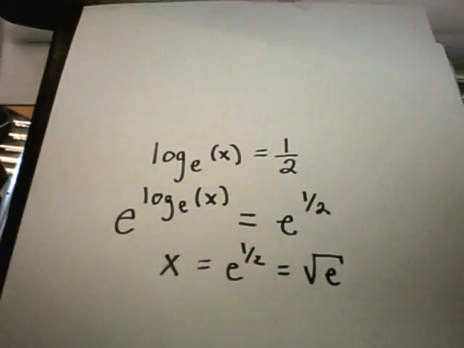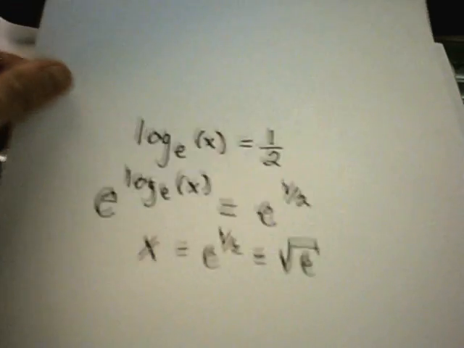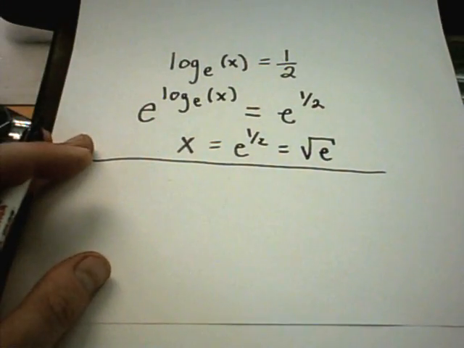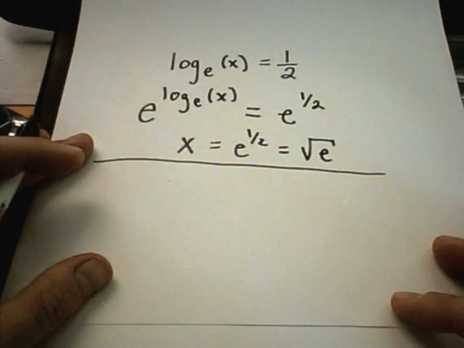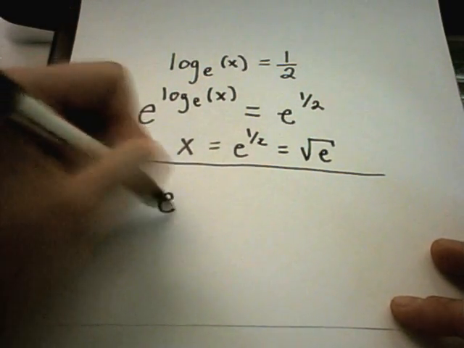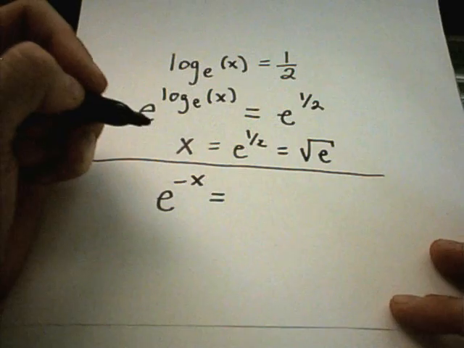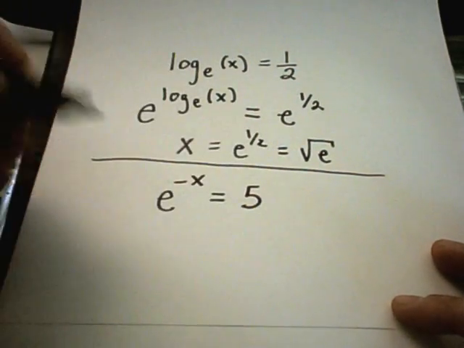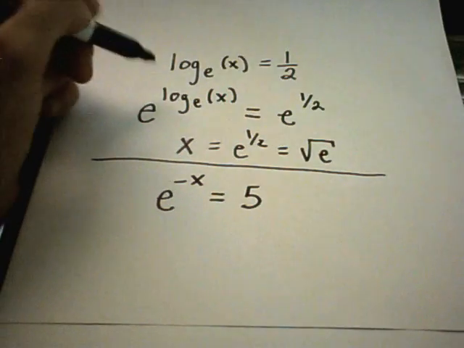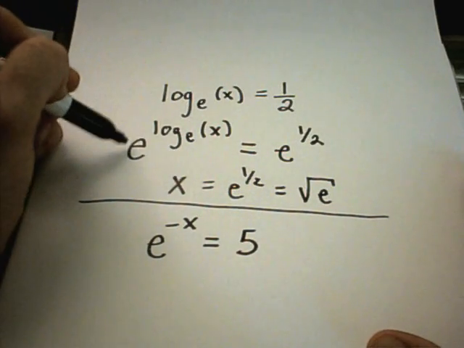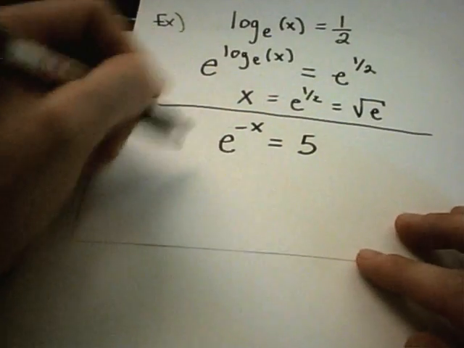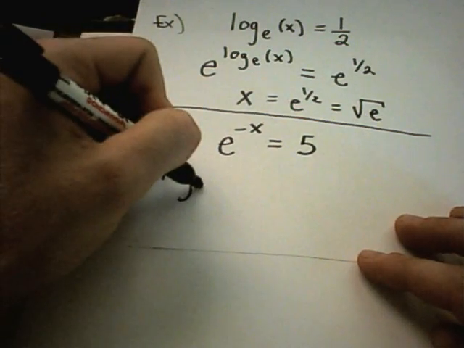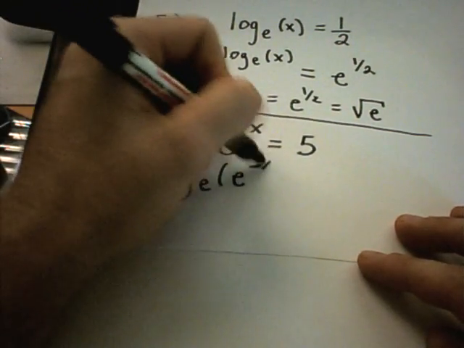Let's do maybe a couple more of these here, and then we'll be pretty much done with logarithms. Suppose I have e to the negative x equals 5. Well, before I wanted to get rid of a logarithm, and I did e to both sides. Now I want to get rid of an exponential. I'll take the logarithm using the same base of both sides.